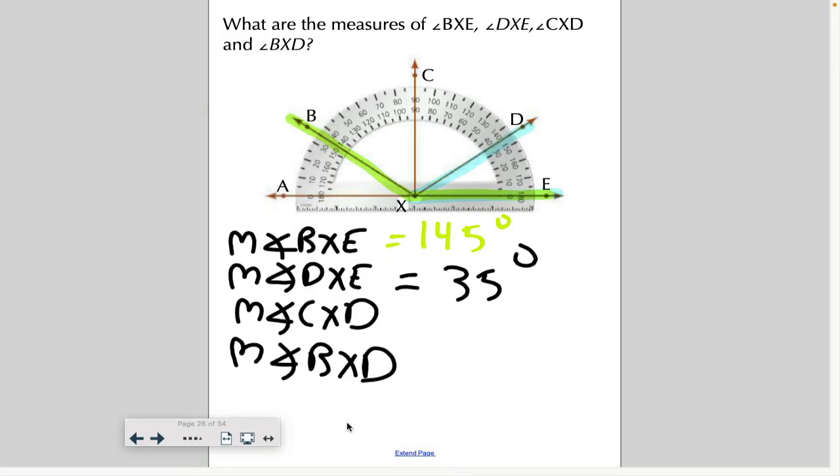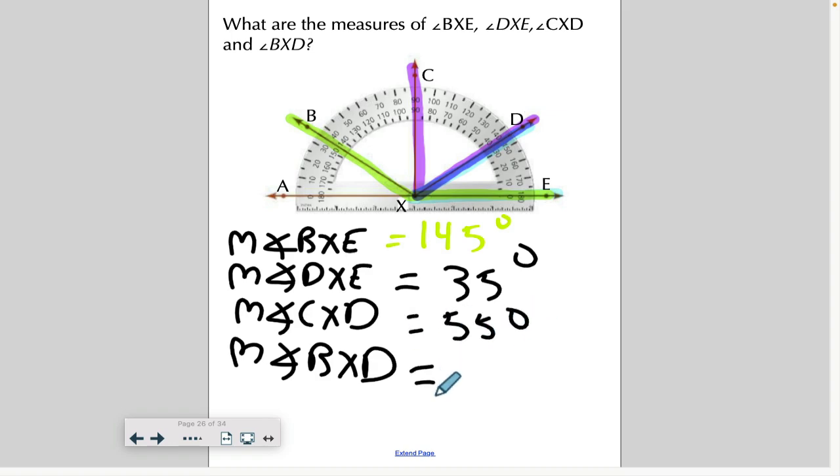Let's go, Ronan. 55 degrees. How do we feel about CXD being 55? Good. Did you subtract for that one? Yeah, I would too. What's this, 90? There's the same 35. You subtract, there's your 55.